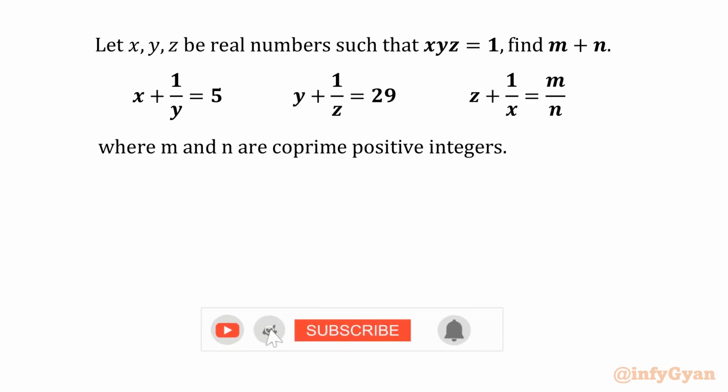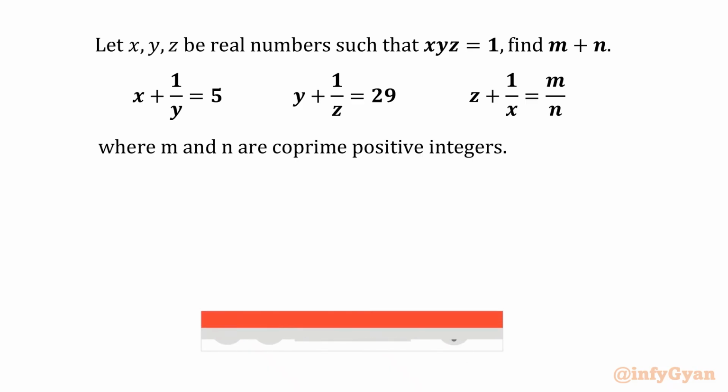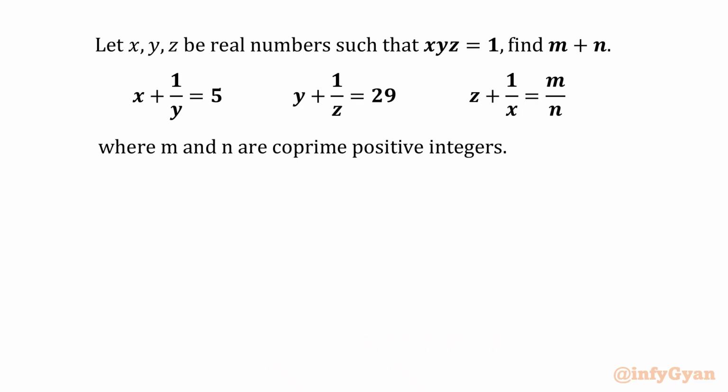Today in this video we are going to solve another very interesting and challenging question from Olympiads. We have x plus 1 over y equal to 5, y plus 1 over z equal to 29, z plus 1 over x equal to m over n. We have to evaluate the expression m plus n, where m and n are co-prime positive integers, meaning the common factor is 1.